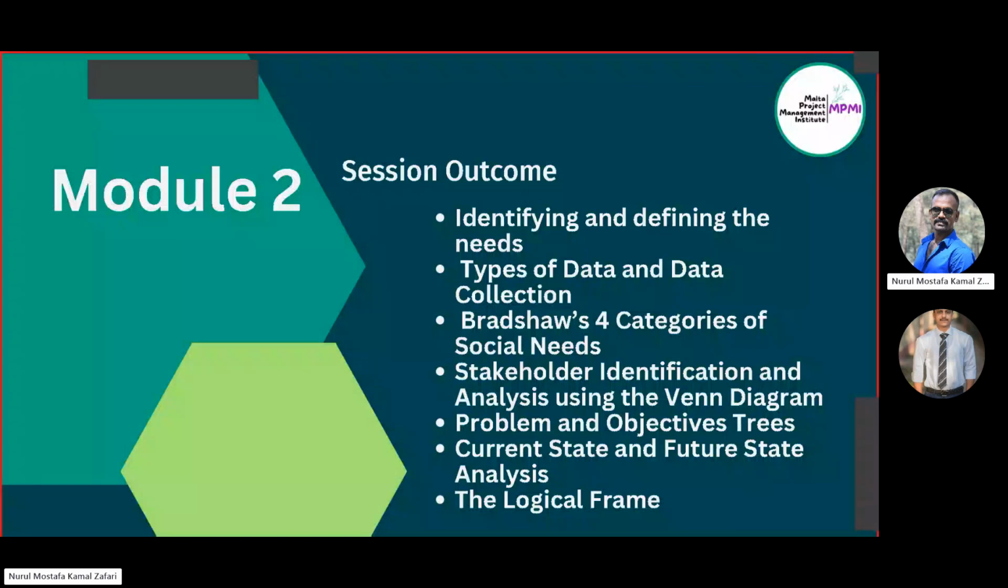In this module, we shall discuss identifying and defining the needs, meaning the needs assessment, then types of data and the methods of data collection, and Brett shows 4 categories of social needs, and the identification of stakeholders and how we can analyze the stakeholders using a Venn diagram. Then problem trees and objective trees. Then we will talk about current state analysis and future state analysis. Then we talk about the logical framework.